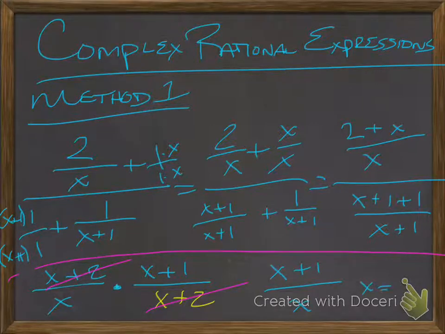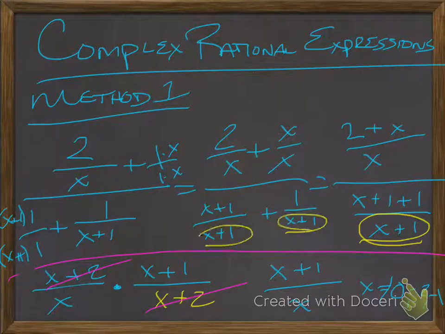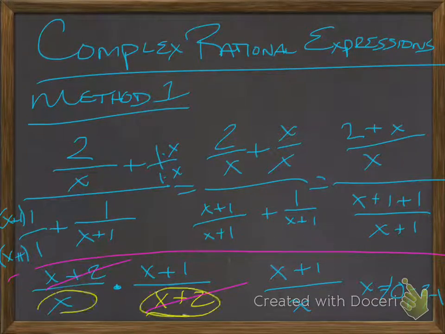And my restrictions are x cannot equal 0, negative 2, or negative 1. The negative 1 comes from here in the denominator, and negative 2 comes from here, 0 comes from here.